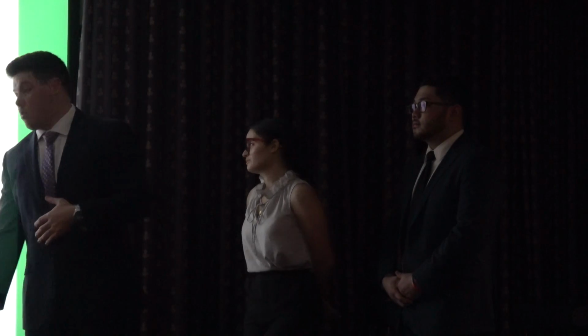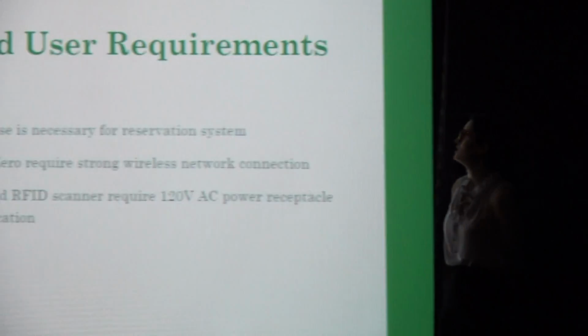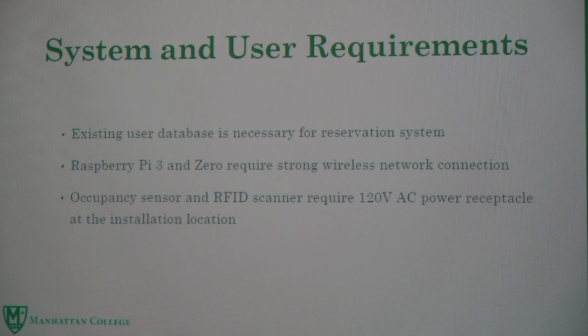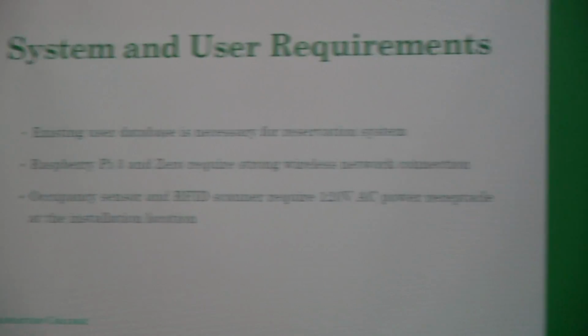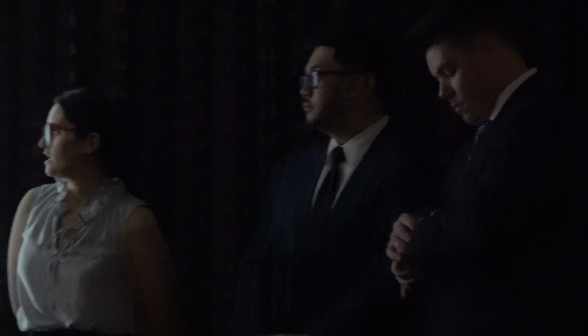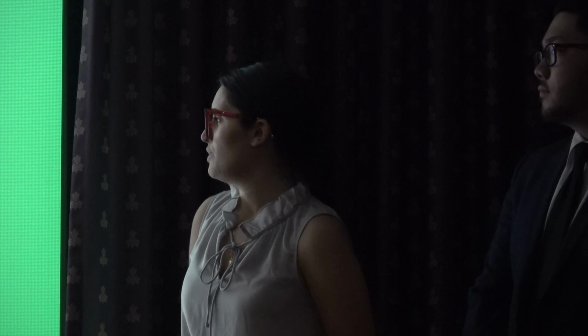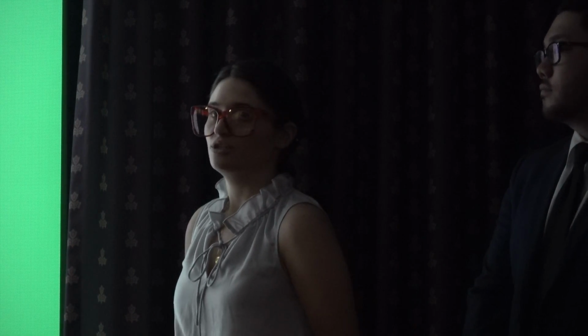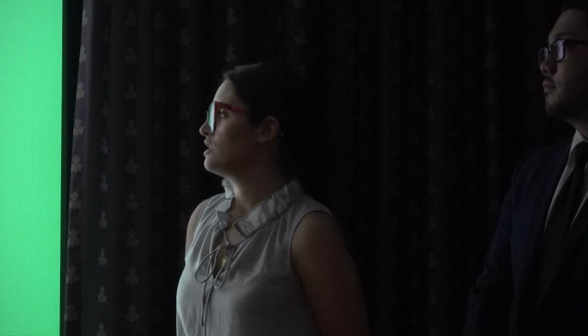So in order to ensure that our system can operate seamlessly, we have system requirements that we abide by. First, we need a pre-existing user database to interact with our room reservation system. We also need a strong, reliable wireless network connection for our Raspberry Pi 3.0. And we also need a 120 volt AC power receptacle in order to supply power to our occupancy sensor and RFID scanner.